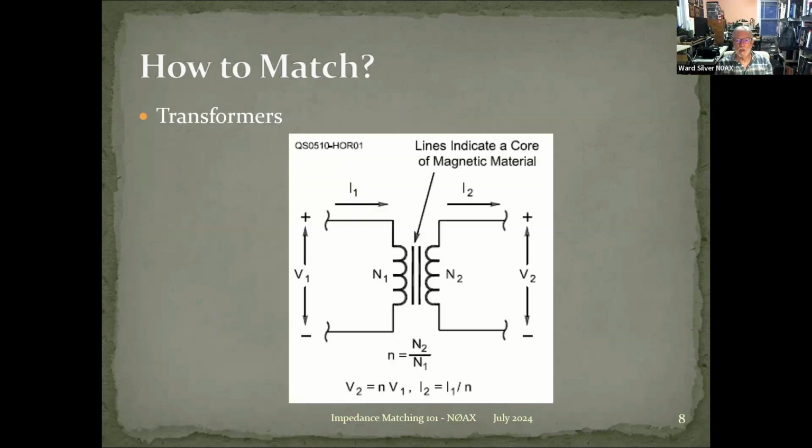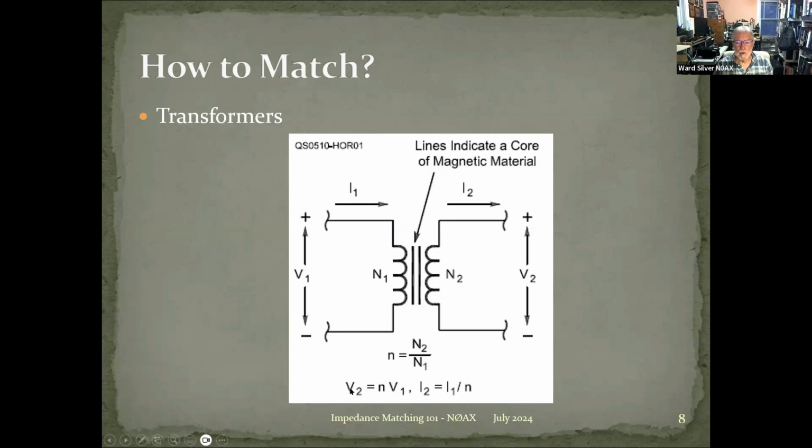You can also match with transformers. Here's your basic transformer schematic symbol. I'm going to grab my pointer here. Here are the windings, the primary and secondary windings. It might have a magnetic core, most do. And then you've got the voltage in and the current in, and the voltage out and the current out. And so the turns ratio is the secondary to the primary turns.